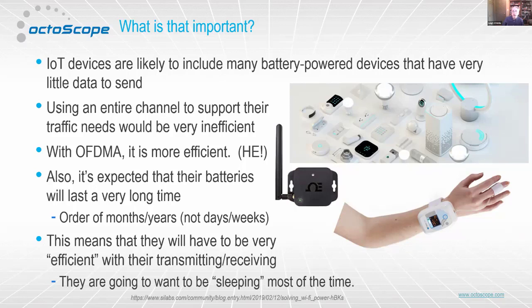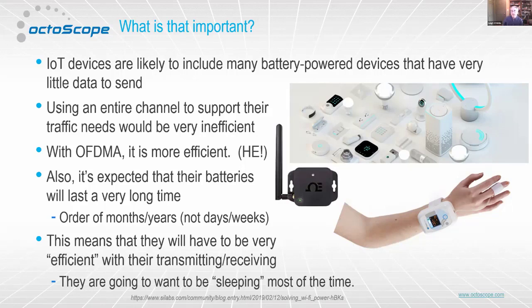So again, OFDMA is about efficiency, not about throughput. It's about high efficiency. And so allocating smaller chunks of spectrum is more efficient, especially allocating smaller chunks of spectrum to multiple users simultaneously is much more efficient.